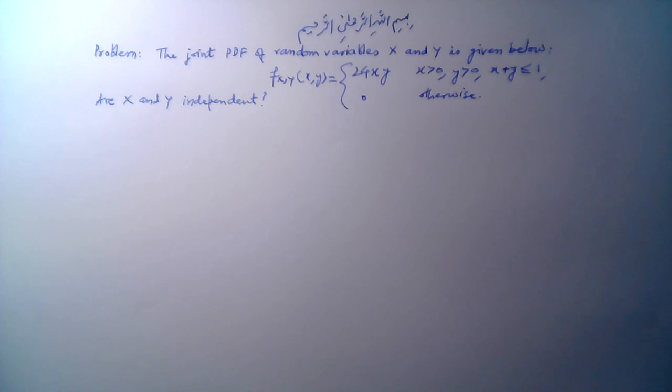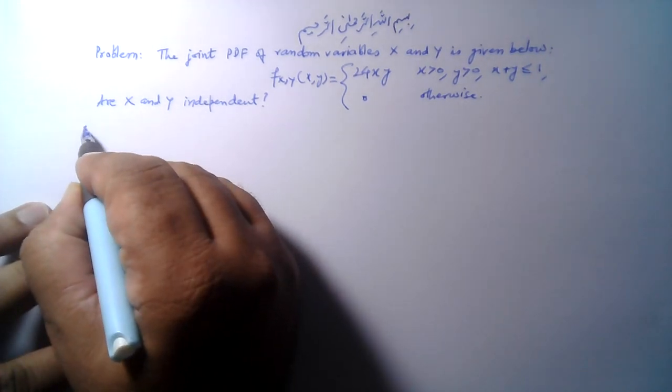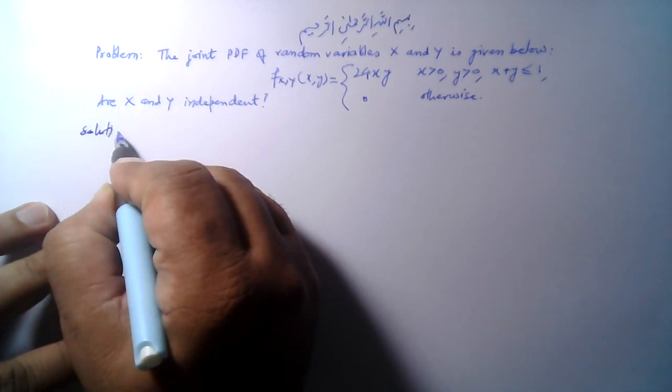Bismillahirrahmanirrahim. So we have been given this joint PDF of random variables x and y, and we are supposed to find whether x and y are independent or not. So let us begin working the solution to this problem.